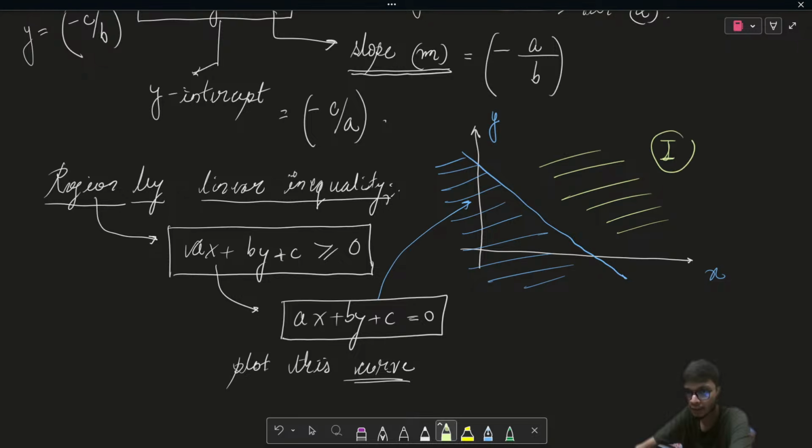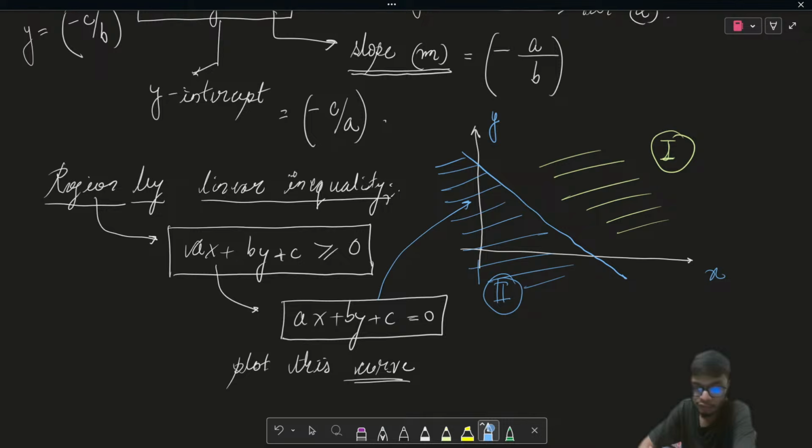One is this part, which is the yellow part, and the second part is the blue part, right? So this particular straight line is dividing this entire region into two parts, 1 and 2. Now, which part should I be including in my analysis or the plotting of the region? That will totally depend upon whether any of the points is satisfying the region.